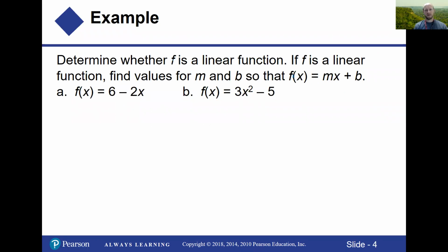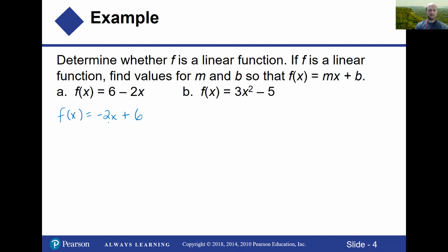So let's determine whether f is a linear function. If f is a linear function, find values for m, the slope, and b, the y-intercept, so that we can have this form, f of x equals mx plus b. So all we have to do is, and you can probably see it without rearranging, but we will rearrange it using the commutative property. All we're going to do here is switch around the positive 6, right? The sign in front of the 6 is positive, and the negative 2x, right? Or minus 2x. So I'm just going to flip-flop those. And now it looks like our y equals mx plus b, or f of x equals mx plus b.